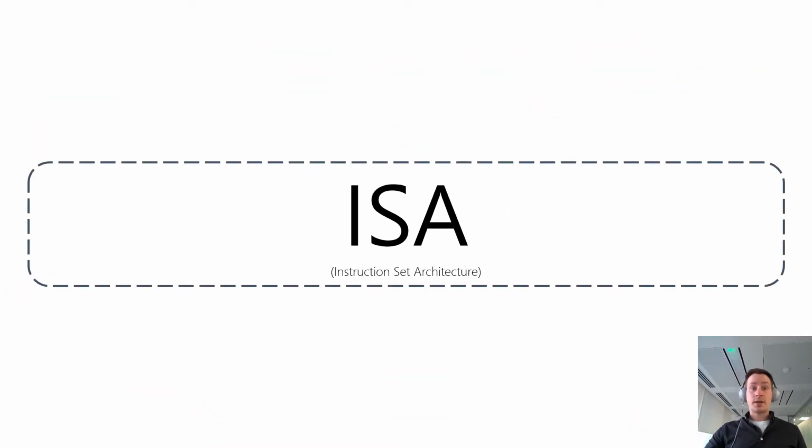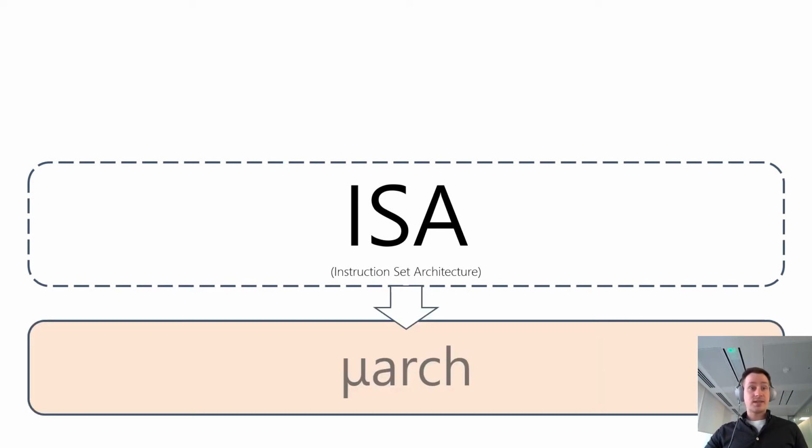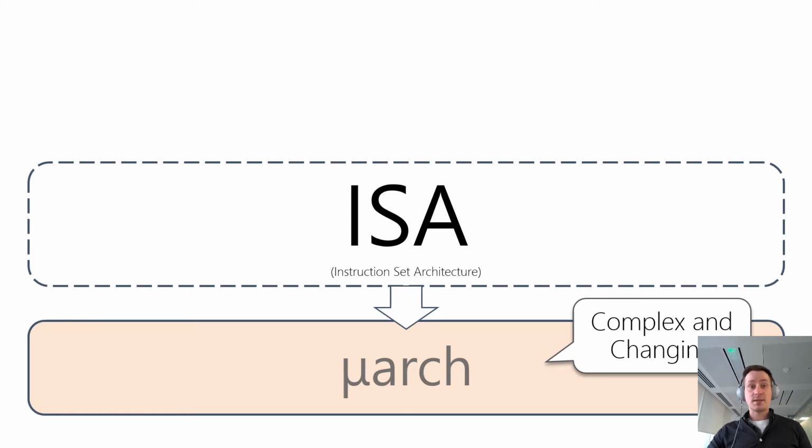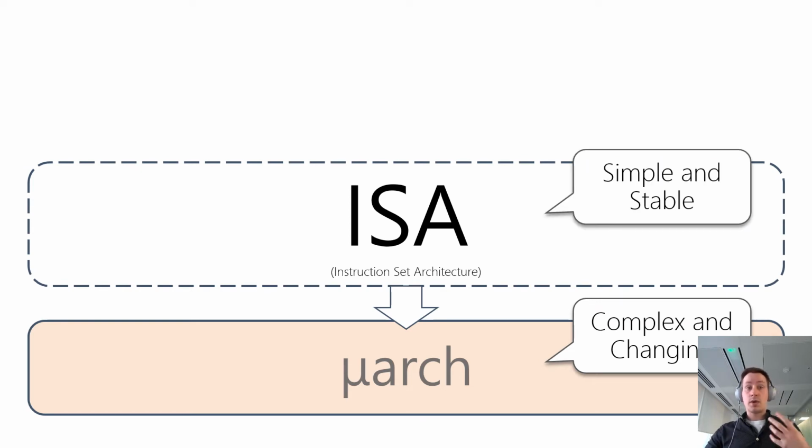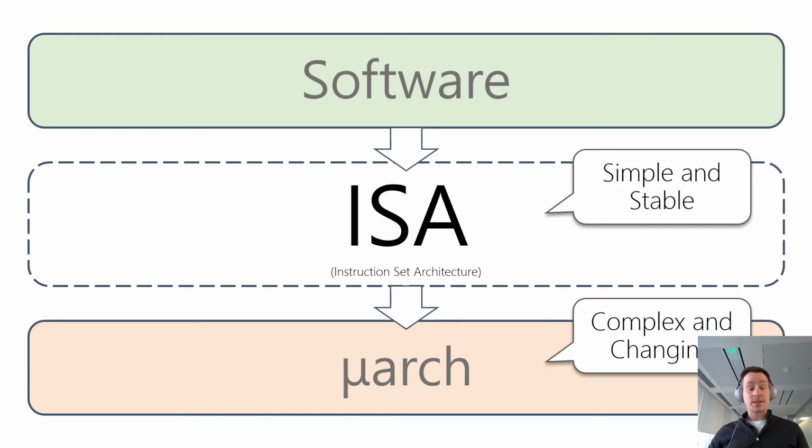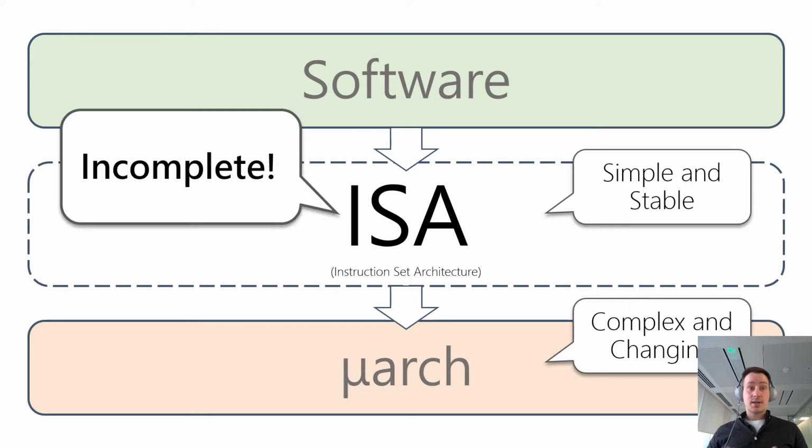And let's begin by analyzing the root cause of the issue, namely the instruction set architecture. ISA is an abstraction that hides the messiness and the complexity of the microarchitecture while maintaining a simple and stable interface to the software. So it greatly simplifies the development of both hardware and software because they can be changed and improved independently. But ISA is also incomplete because by design ISA hides a lot of the CPU behavior.